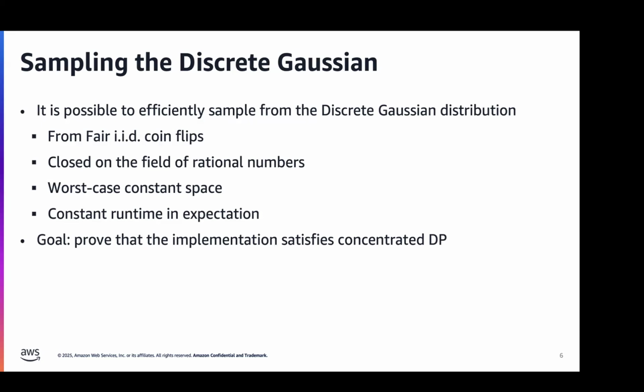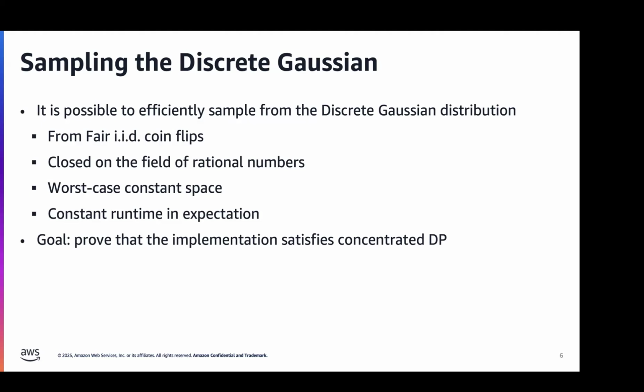If the location and the scale are rational, then all of the operations will be closed on the field of rational numbers. Also very important, in the worst case, they use constant space, despite the rationals being of arbitrary precision. And the runtime is constant in expectation. In fact, there are much better bounds than this, but I don't want to dive too much into this.